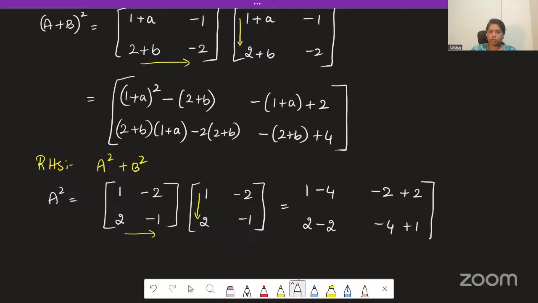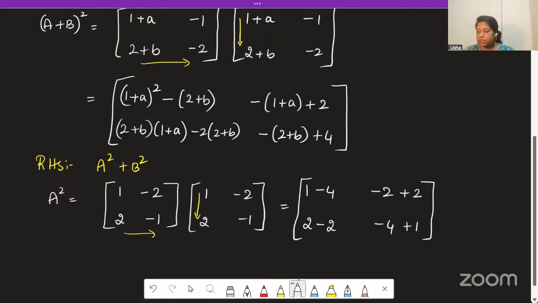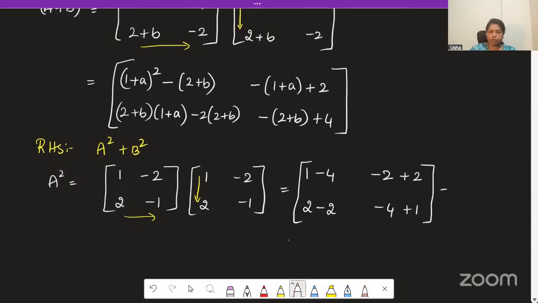Do these multiplications carefully. There are high chances that you might make mistake here because you have this plus minus everything. There are chances of mistake. Now we will simplify this. 1 minus 4 is minus 3. Minus 2 plus 2 is 0. Again 2 minus 2 is 0. Minus 4 plus 1 is minus 3. This is what? A square.